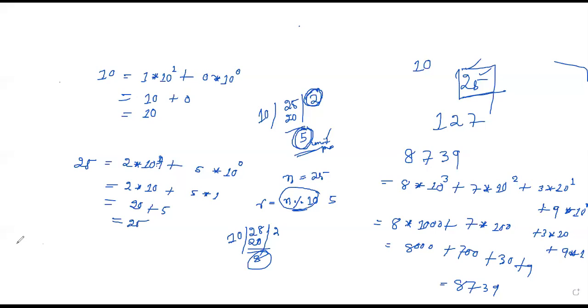If the remainder is not 0, then what will be the answer? It is an odd number. When we divide any number by 2, the remainder is always what? Either 0 or 1. Any positive integer you divide by 2, the remainder is either 0 or 1.